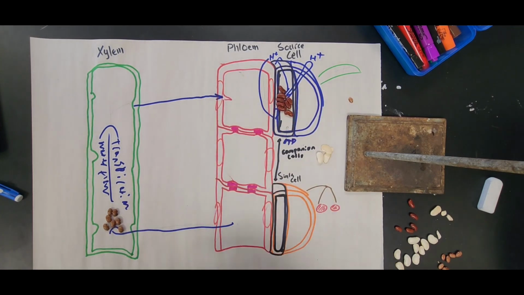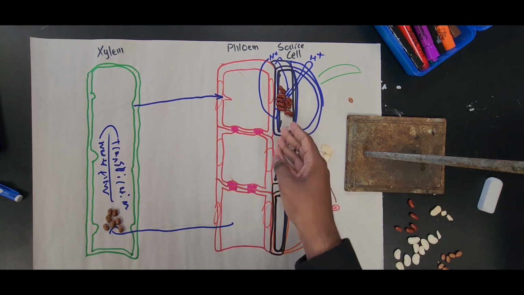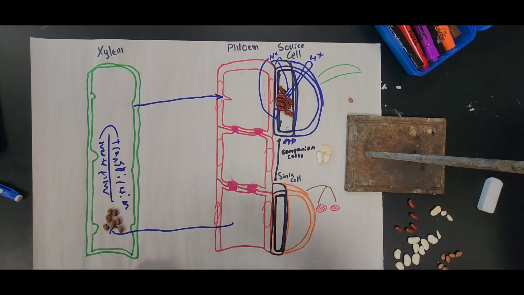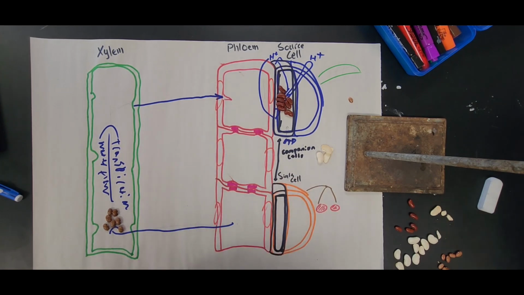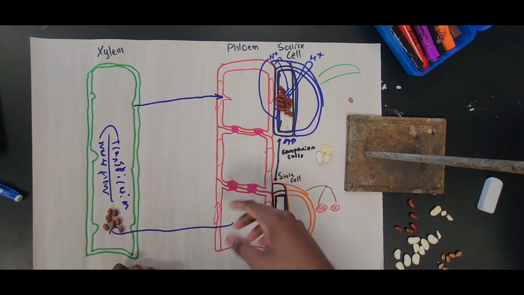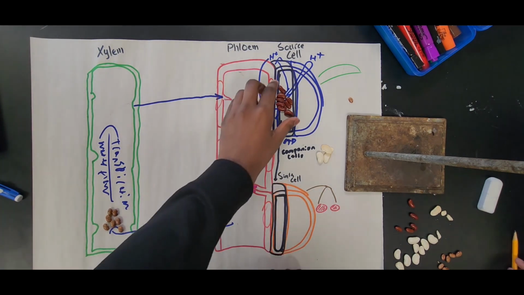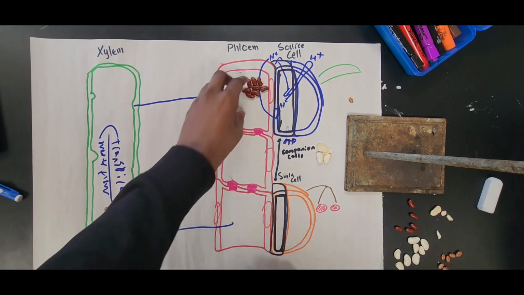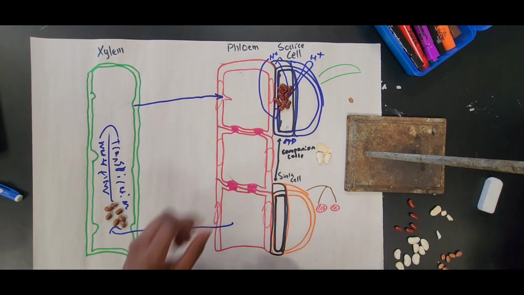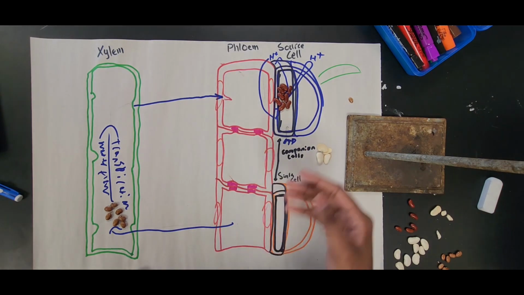The companion cell is basically the cell that is in charge of loading and unloading solute from the phloem, from the source cell into the phloem, or from the phloem into sink cells. This process from the source cell into the phloem requires active transport, and there are two ways in which active transport takes place. Either through the symplastic way, where sucrose molecules move through plasmodesmata from the source cell. Plasmodesmata are like the components connecting the phloem, the source cell, and the companion cell.